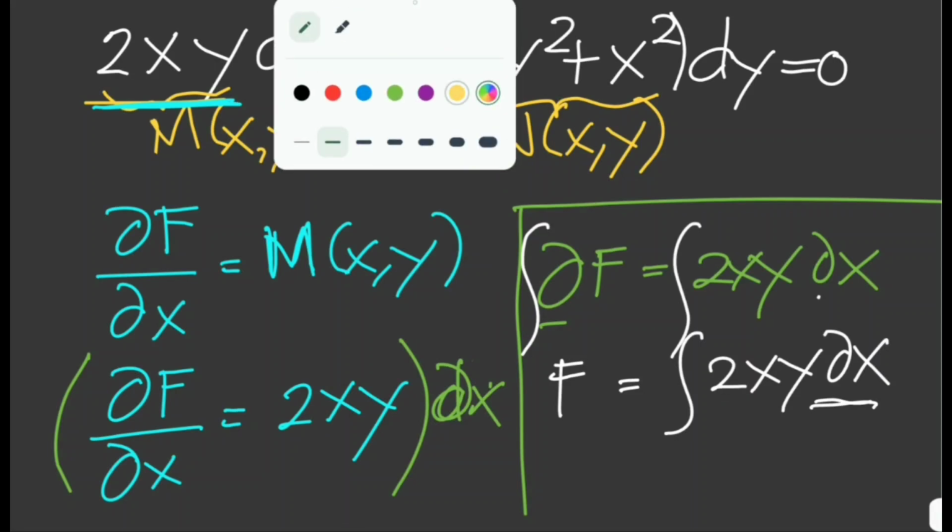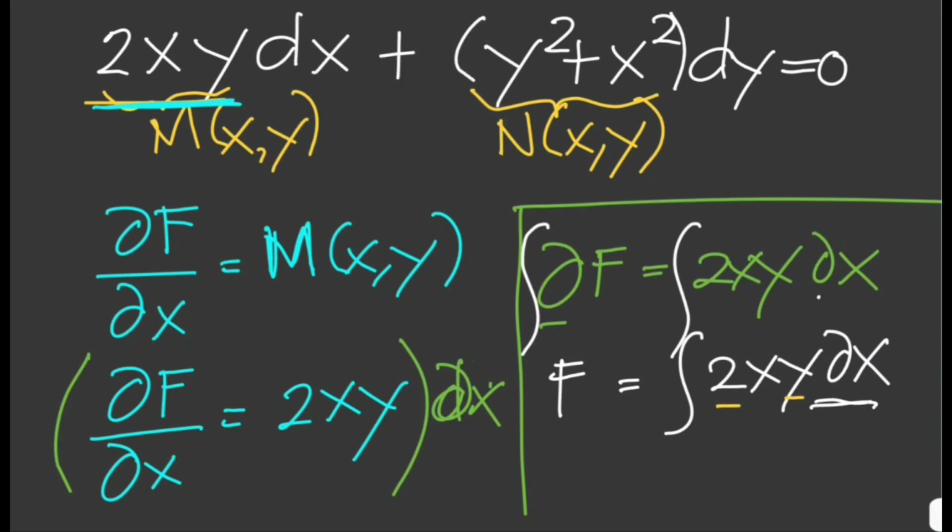Therefore, 2y here is a constant, so we can factor that out. So this would become 2y times the integral of x dx.